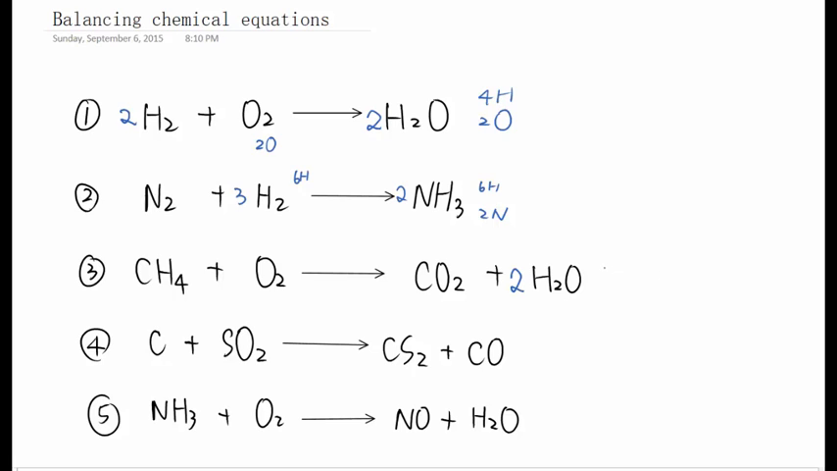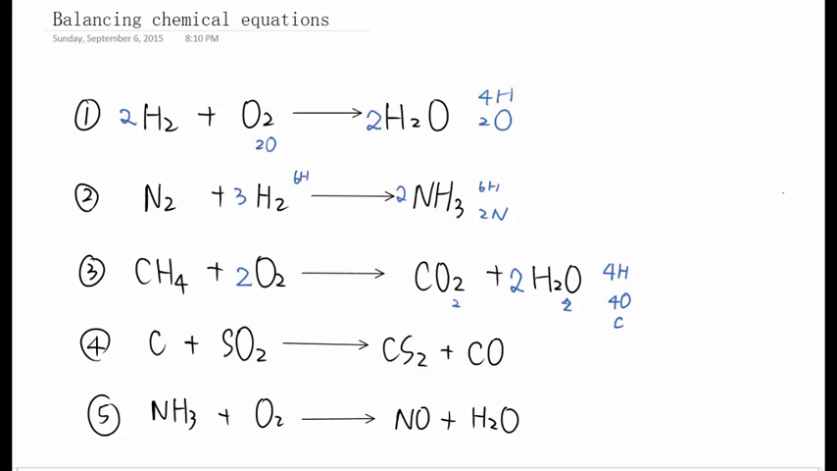That makes us have 4 hydrogen atoms and, because this has 2 oxygen atoms and this has 4, oh, this has 2, sorry. So that's 4 oxygen atoms and 1 carbon atom. To make up 4 oxygen atoms, we need a 2 as coefficient here, and that makes the entire equation balanced.